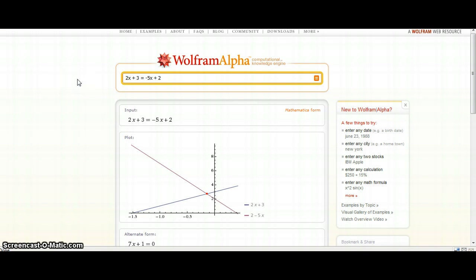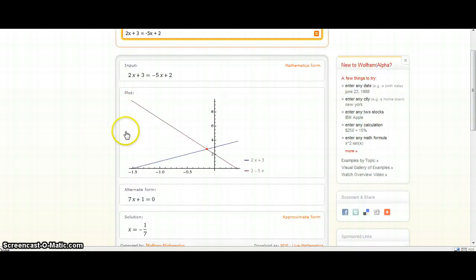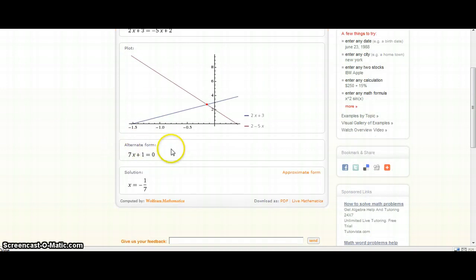for that algebraic equation. As you can see, there's a tab here that says input. This is the equation that we put in. This is the graph that is created by the algebraic equation that we put in. There's a location for an alternate form, which is 7x plus 1 equals 0, and it even gives you the solution. So if you were to solve for x, the answer would be -1/7.